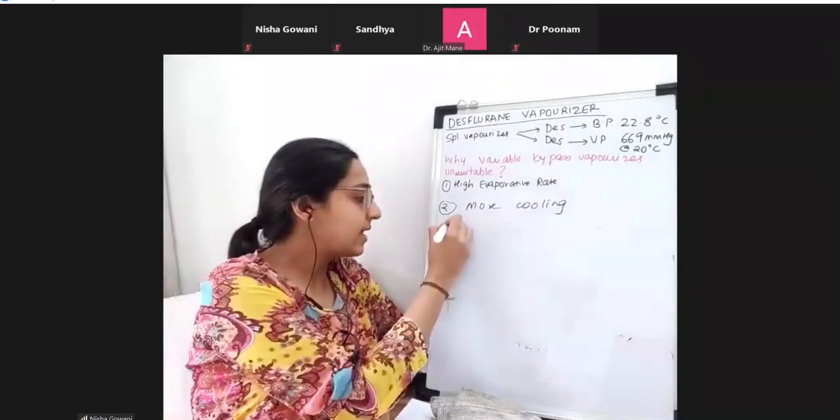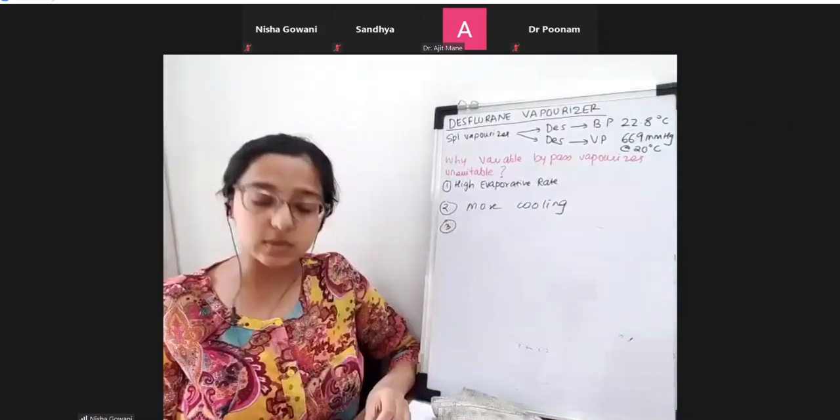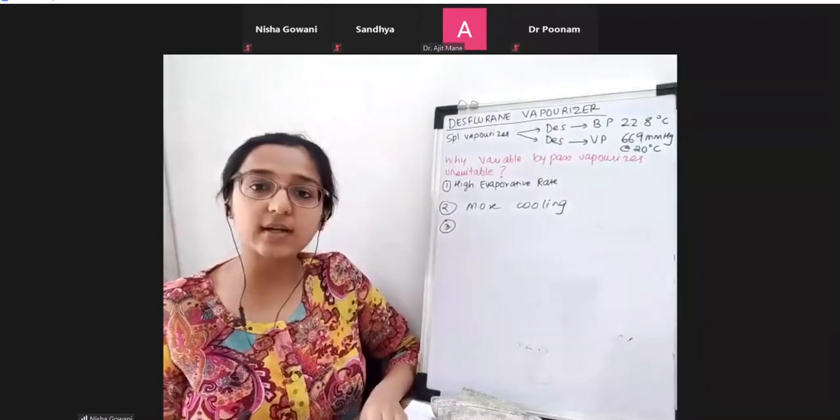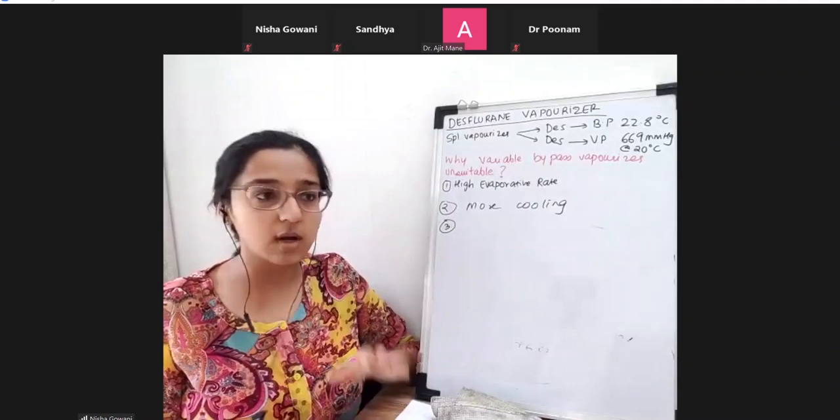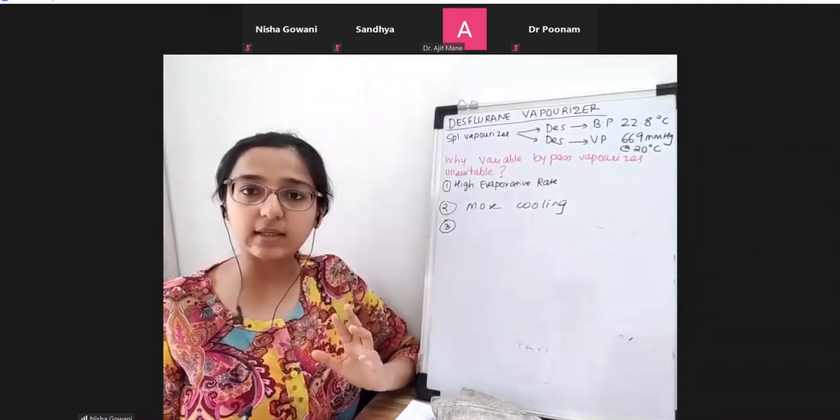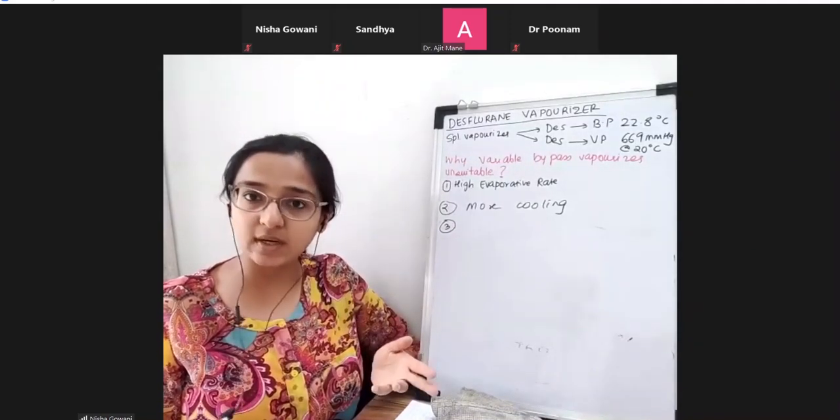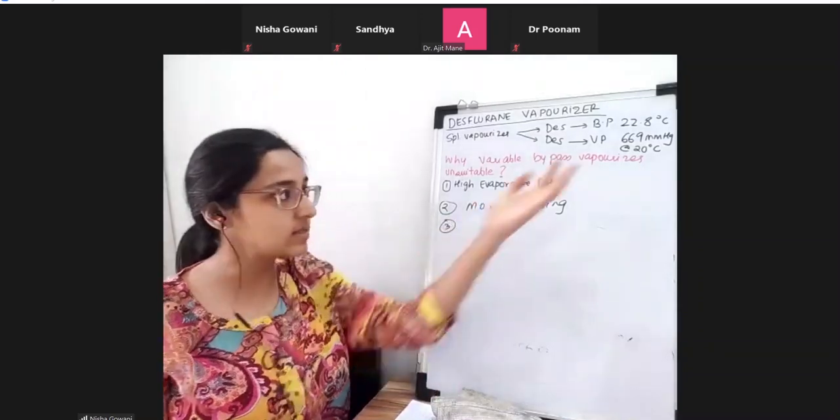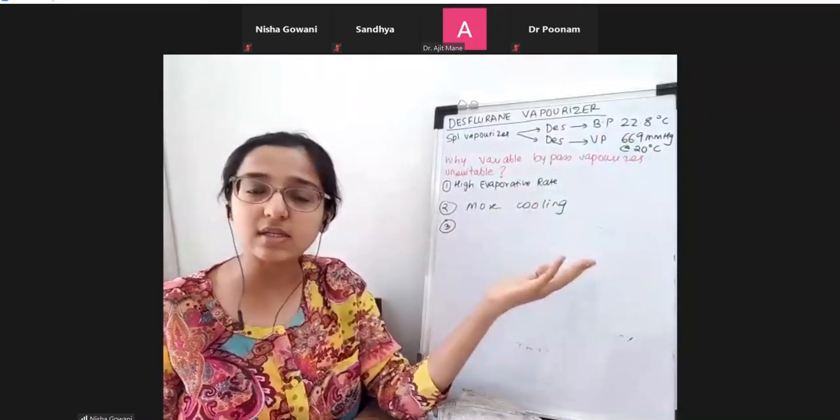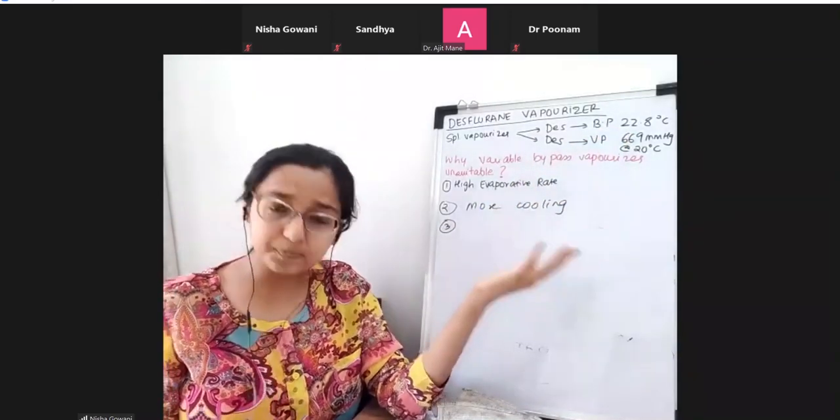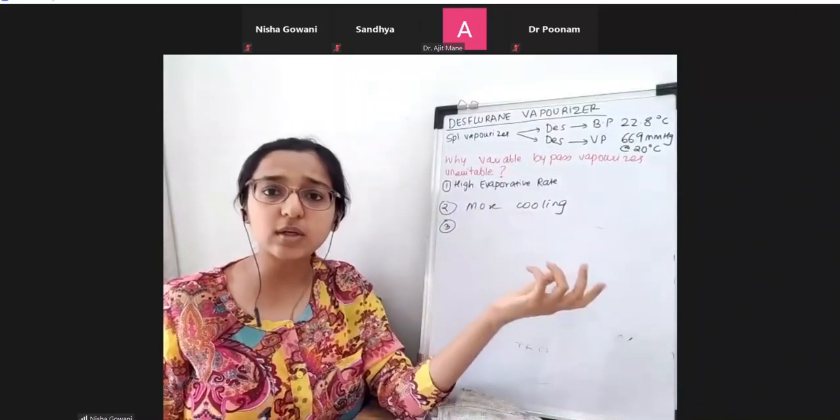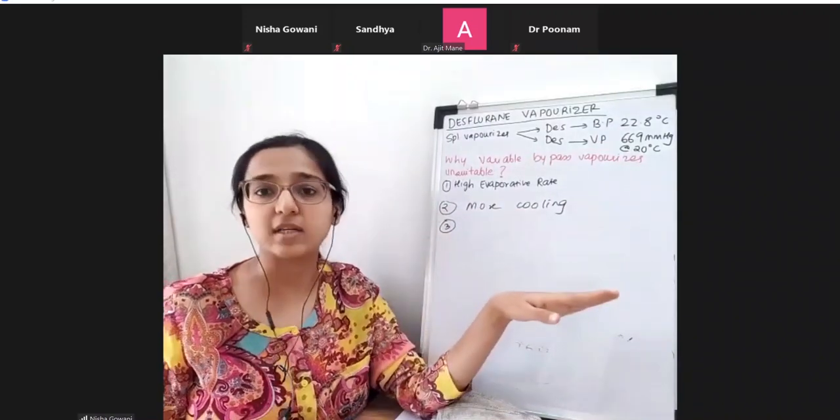Okay. Then the third reason why we can't use a variable bypass. We know that desflurane can boil at OT temperature. The room temperature of the operating theater is what? 22 degrees Celsius, 23 degrees Celsius, right? Isn't that the temperature at which desflurane will start to boil? If desflurane starts to boil, you cannot control how much will be the output of desflurane.